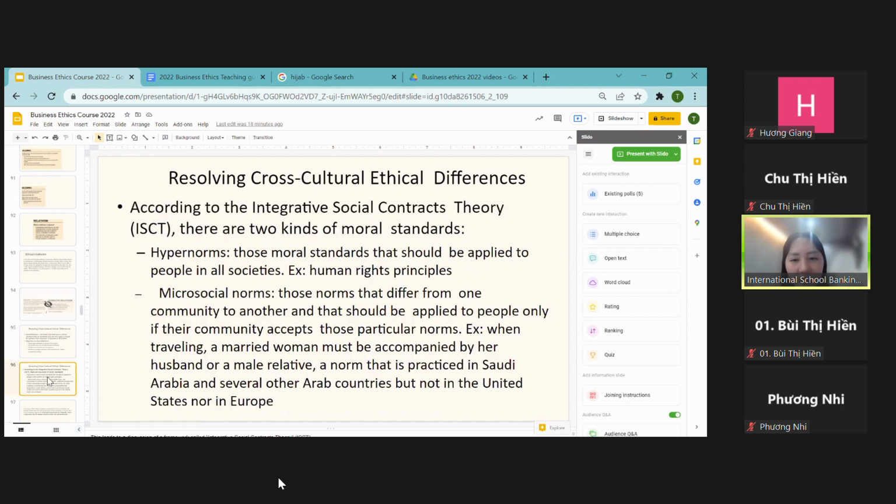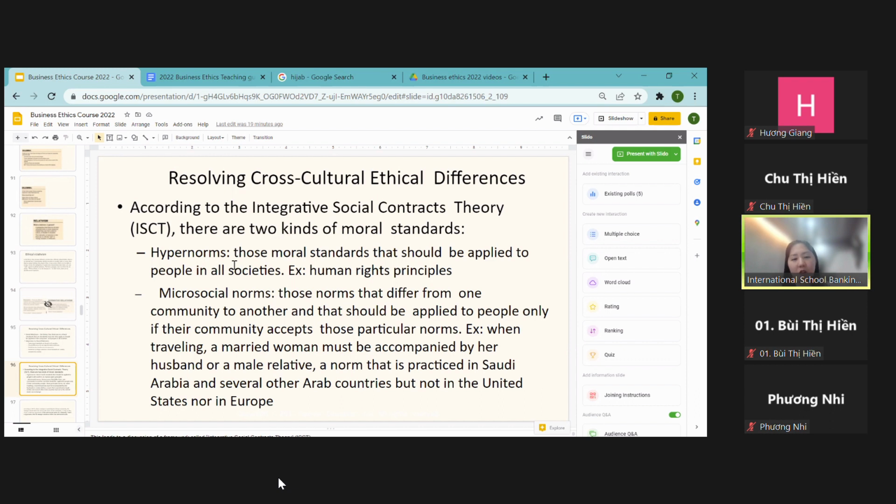And then we have another theory, integrative social contracts theory, ISCT. This theory says that there are two kinds of moral standards. The first is named hyper norms and the second micro social norms. So what are hyper norms? Those moral standards that should be applied to people in all societies. So the norms that apply to everyone in the world, that is hyper norms.